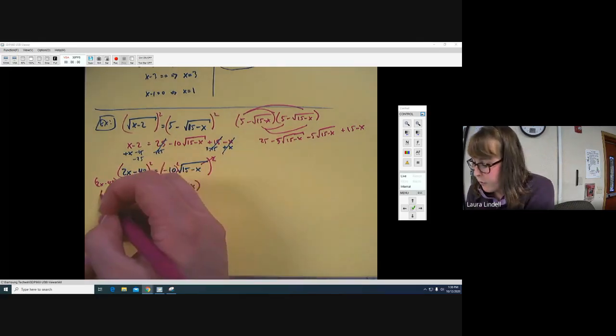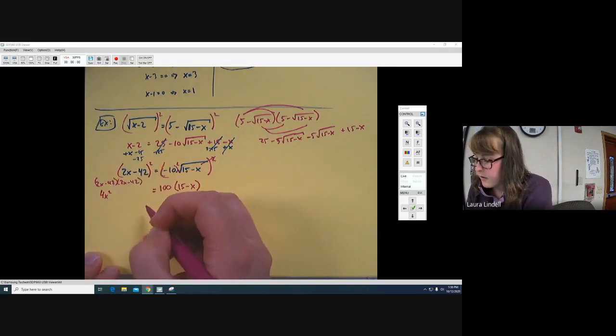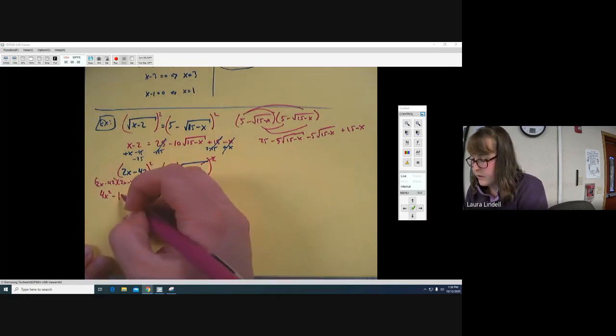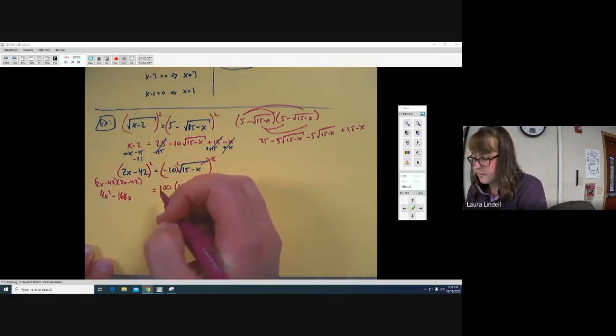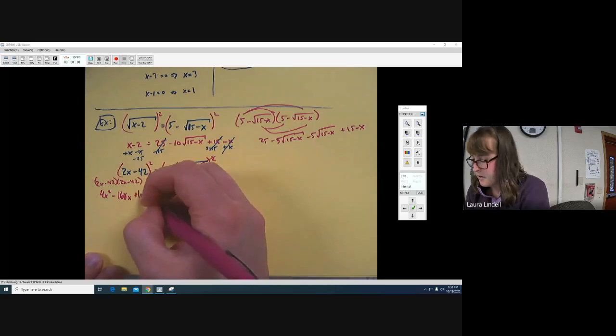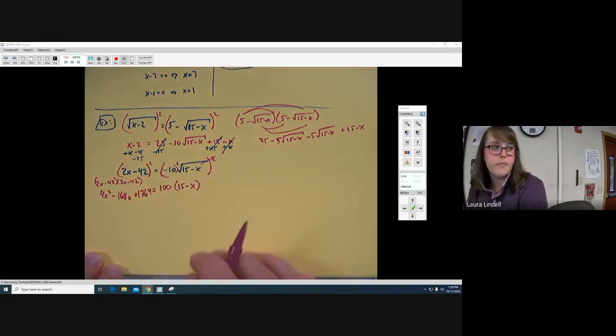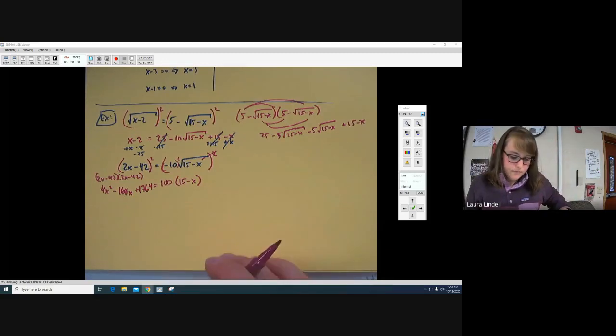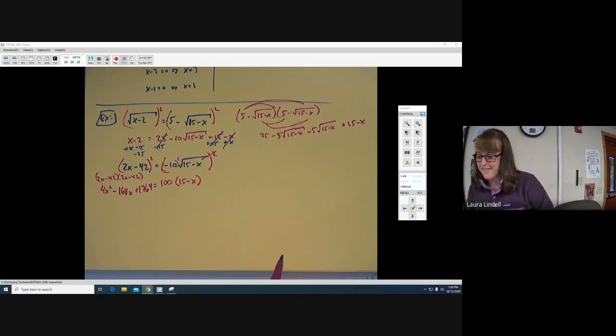We are going to get 4x squared. And then let's see, 42 times 2 again, minus 168x. And then it's 42 squared, 1,764. Okay. And somehow this one still does work out nicely.